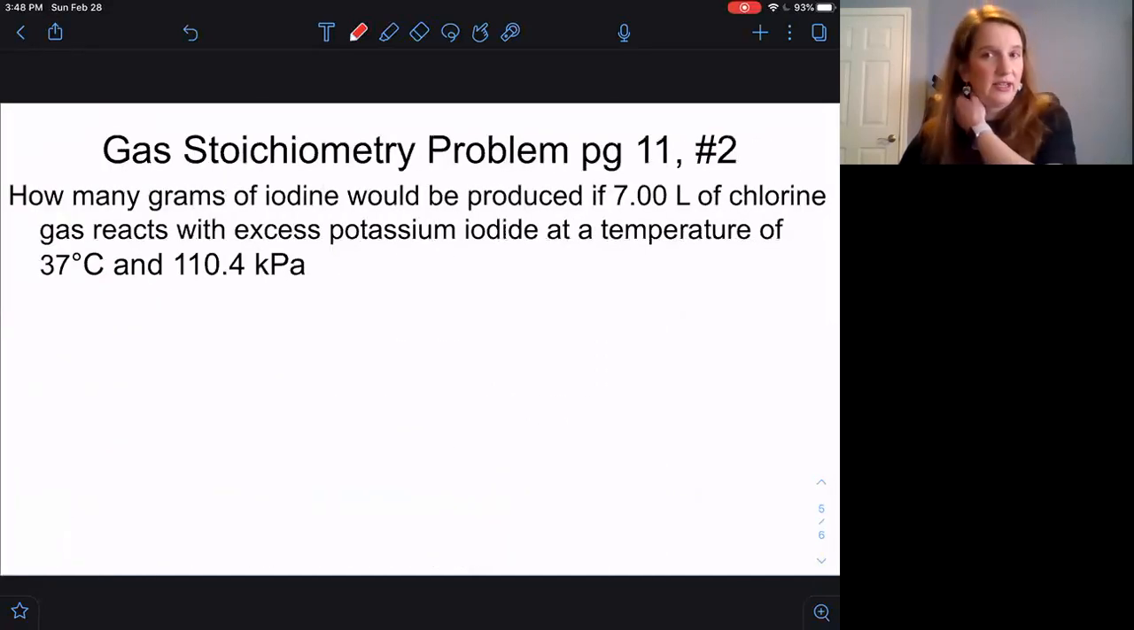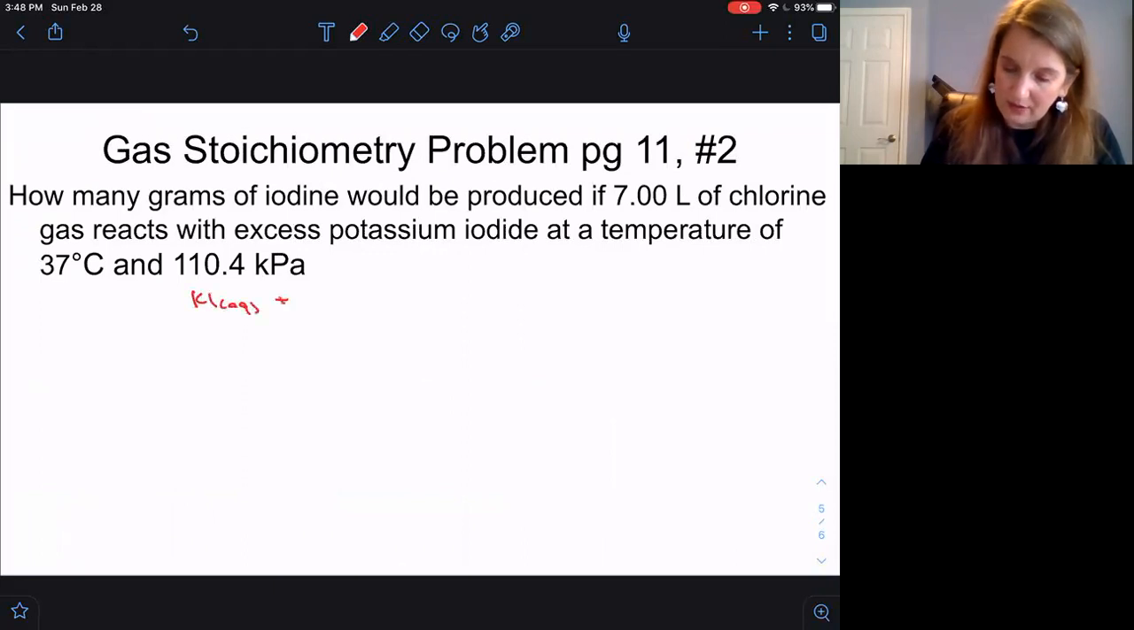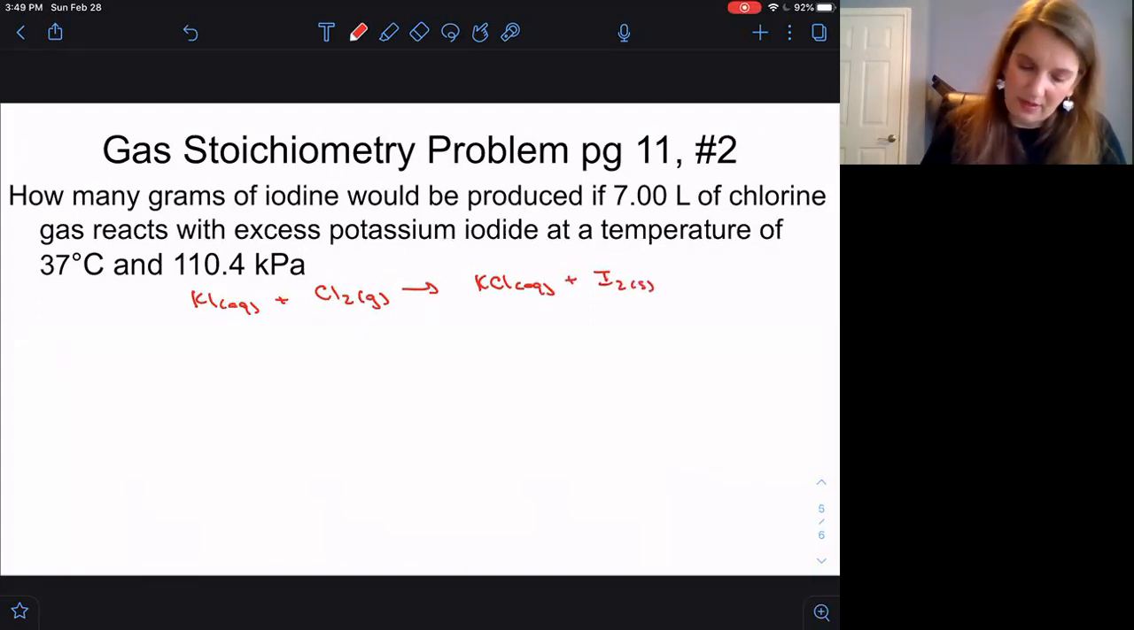So let's take a look at this question here. I think you have the reaction in your packet, so I'll just write it out really quick. So we have potassium iodide reacting with chlorine gas to produce potassium chloride and iodine. So we're looking for the mass of iodine.